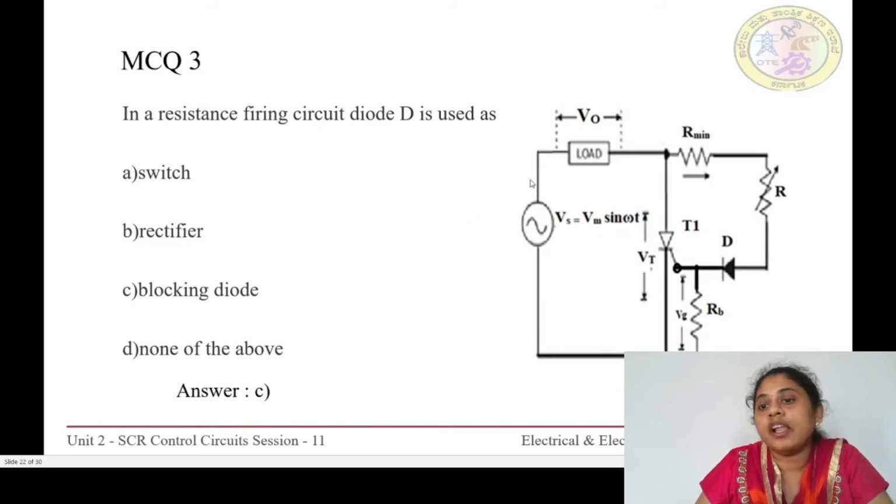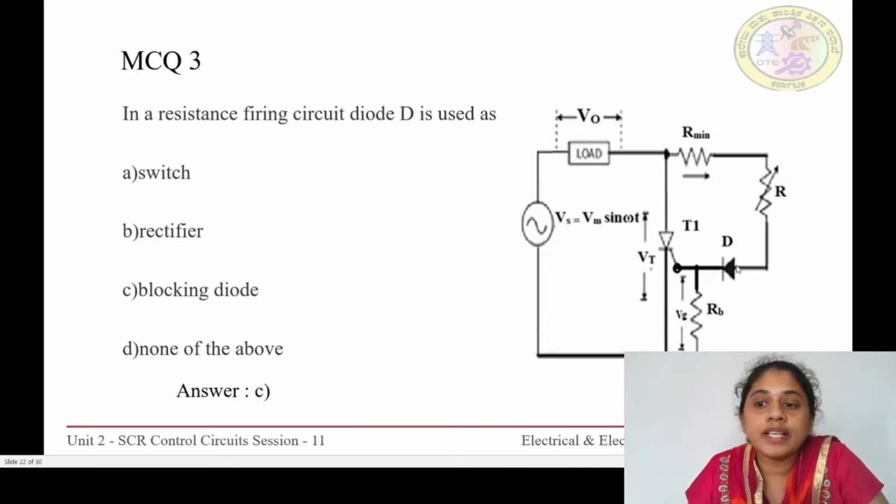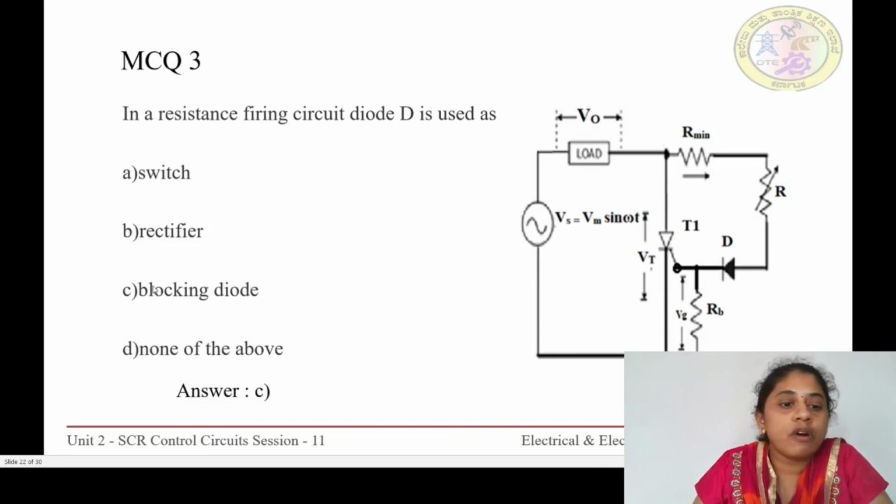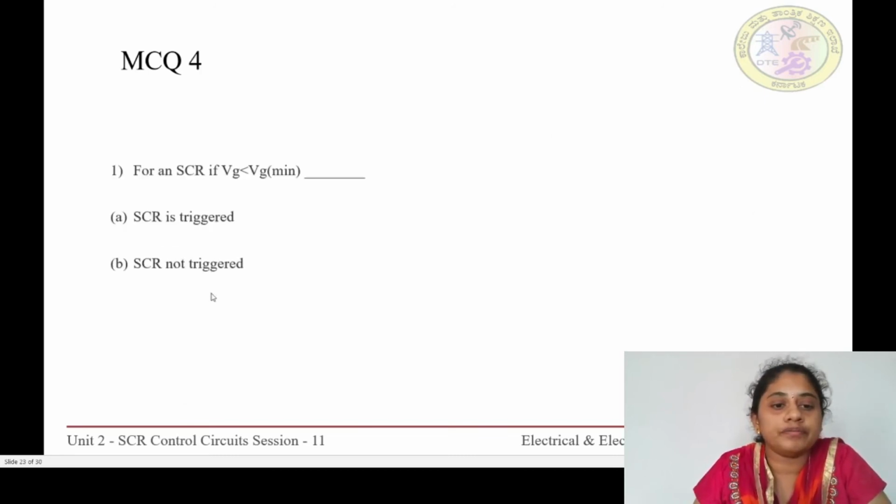The negative half cycle should not enter into the gate terminal. Hence, if we use a diode, we know that a diode is a unidirectional device. It conducts only in the positive half cycle and it does not conduct in the negative half cycle. So in order to block the negative voltage, we use a diode because it is a unidirectional device. Because it blocks the negative voltage, it is called a blocking diode.